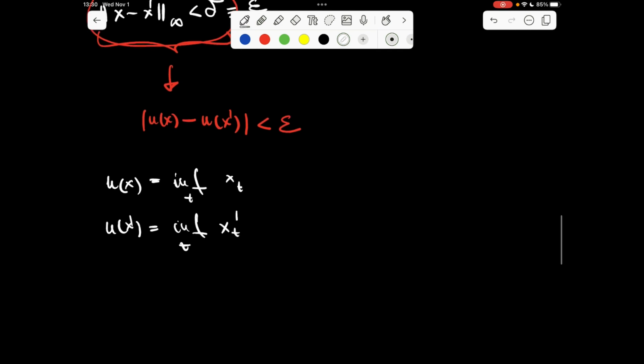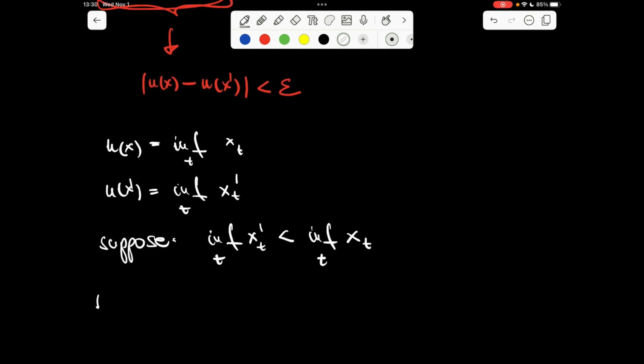Okay, and suppose that this is smaller. Okay, now let's focus on this difference. This can be written in this way.